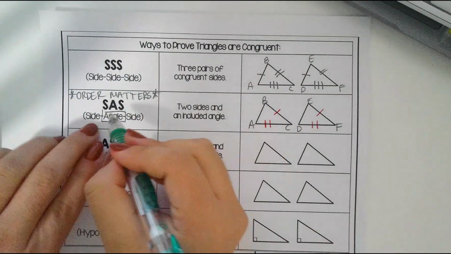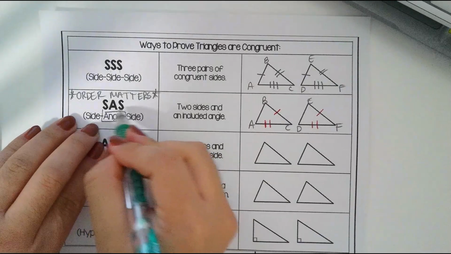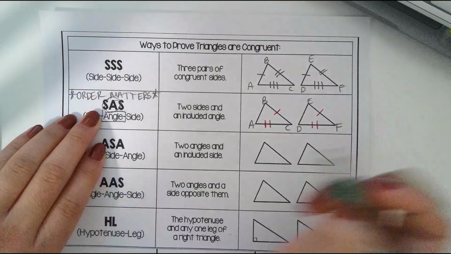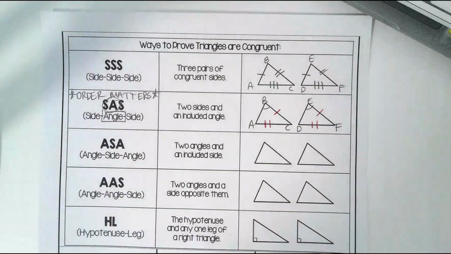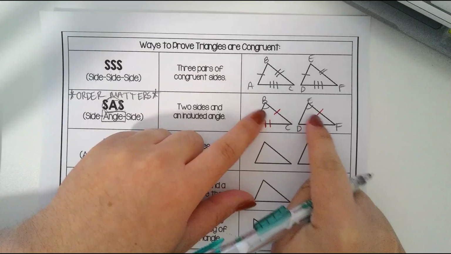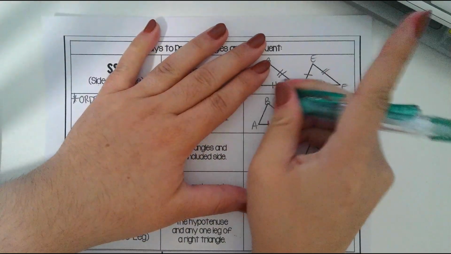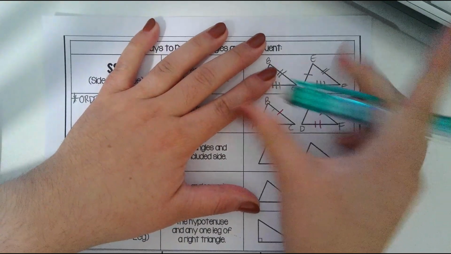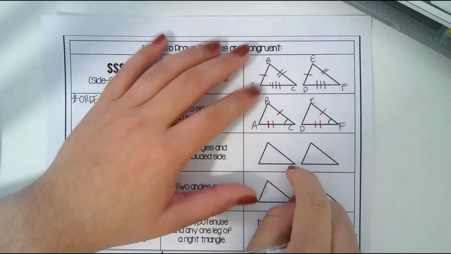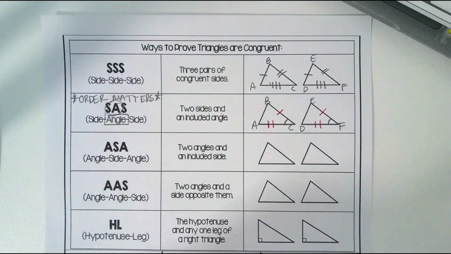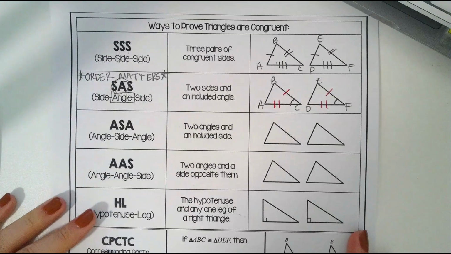Then for me to use SAS, the congruent angle needs to be in the middle. So if I were to say these 2 angles are congruent to each other, then you cannot prove the triangles congruent by SAS because the pair is not in the middle, right? So the congruent angle needs to be in the middle of the 2 congruent sides, just like in this case. So that's 1. And then we have ASA.